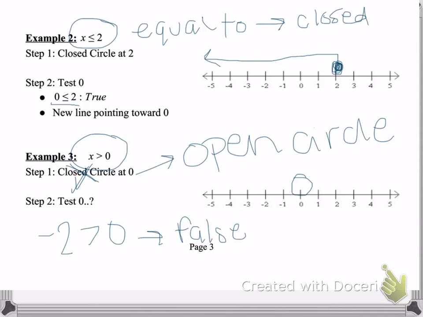Totally false. So that means we're going to go away from -2. Our line is going to go in the opposite direction, because it's numbers that are greater than 0, like 1 and 2 and 3 and 7 and billion and jillion. You get the point. It's bigger than 0. So that's our third example.